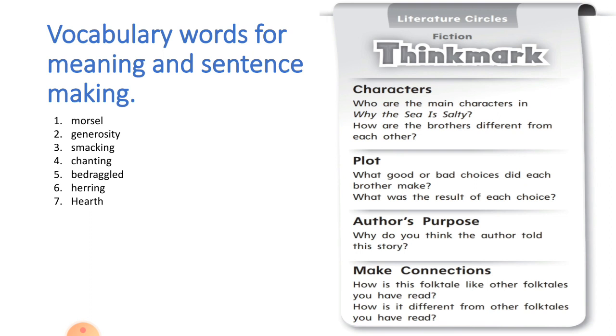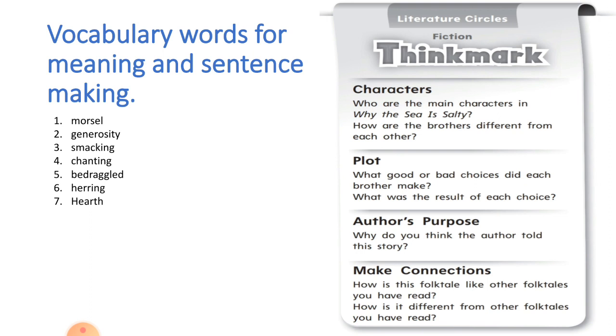Well, I loved it. So boys and girls, we have vocabulary words for meaning and sentence making. It's morsel, generosity, smacking, chanting, bedraggled, herring, hearth. Okay? Think Mark. I've got some questions for you here. Who are the main characters in Why the Sea is Salty? How are the brothers different from each other?